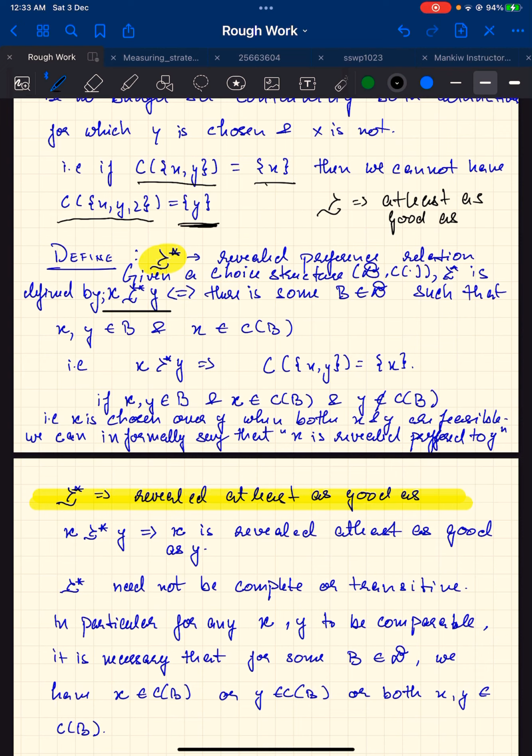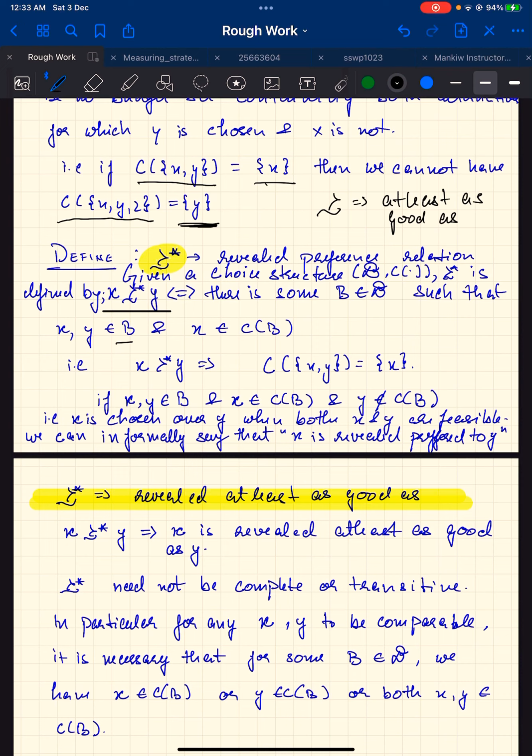The other way around, it also means that for some budget set B in curly B, if X and Y are elements of B, and X is chosen, or X belongs to the choice set of B, it implies that X is revealed at least as good as Y.